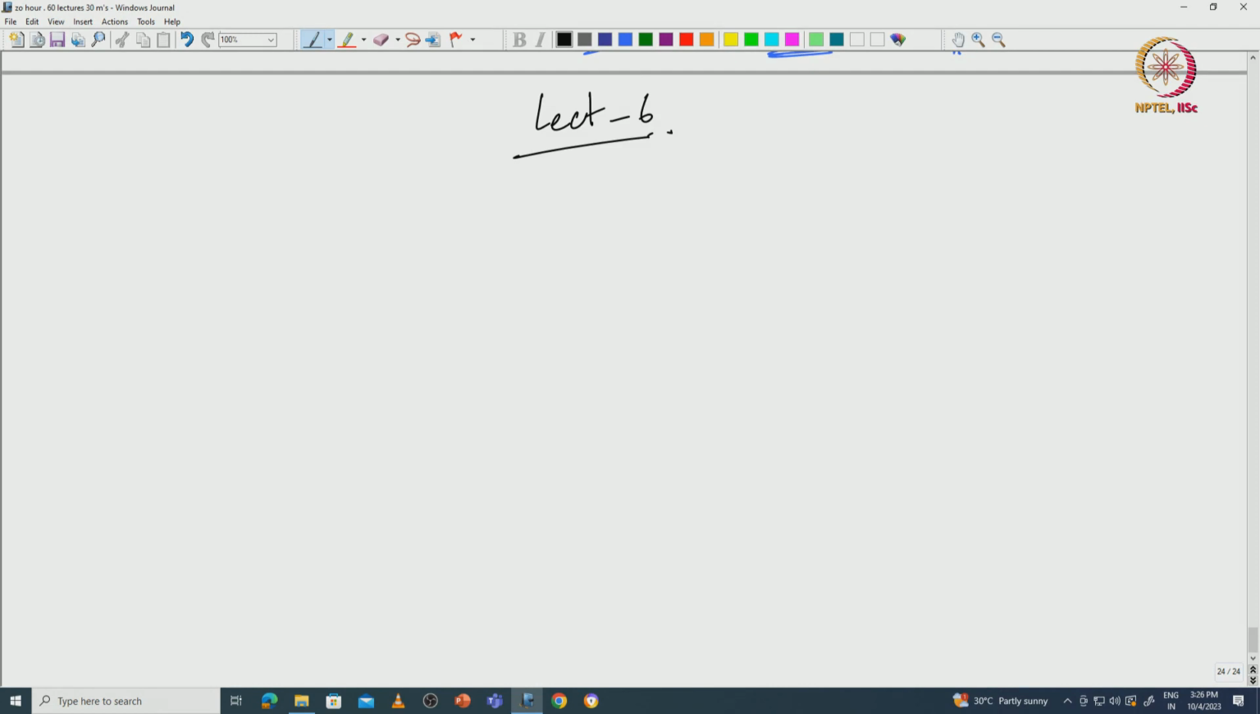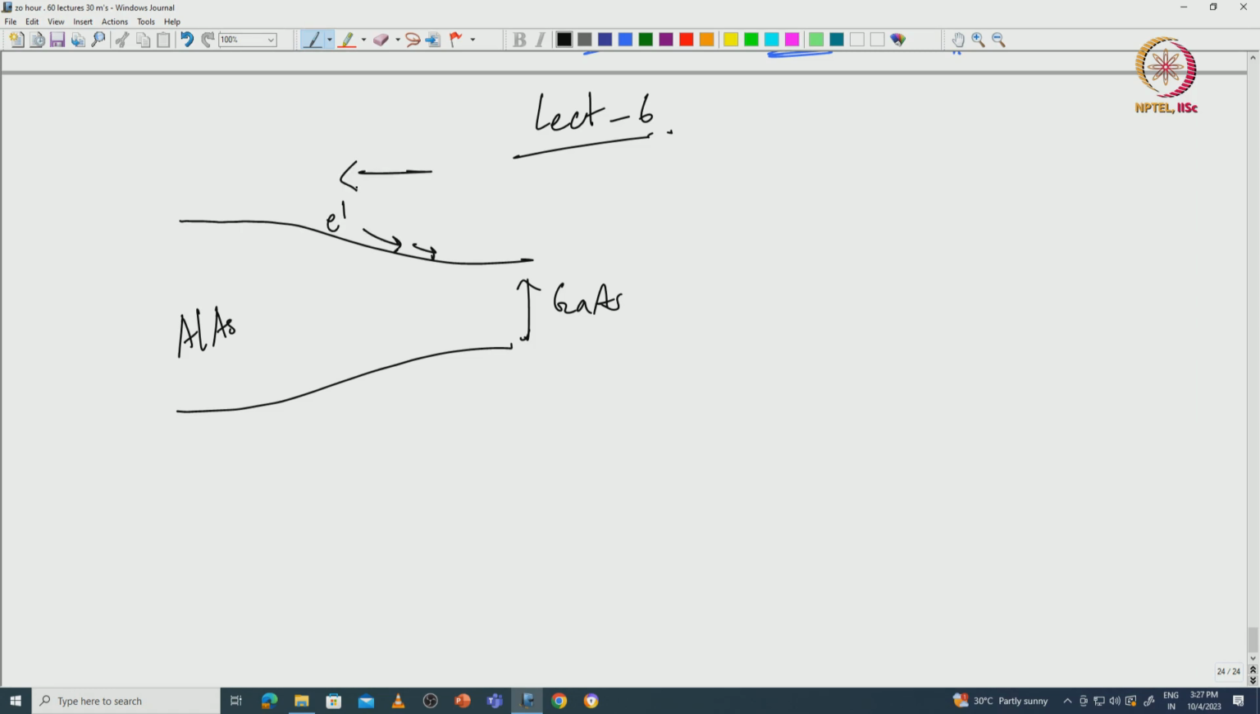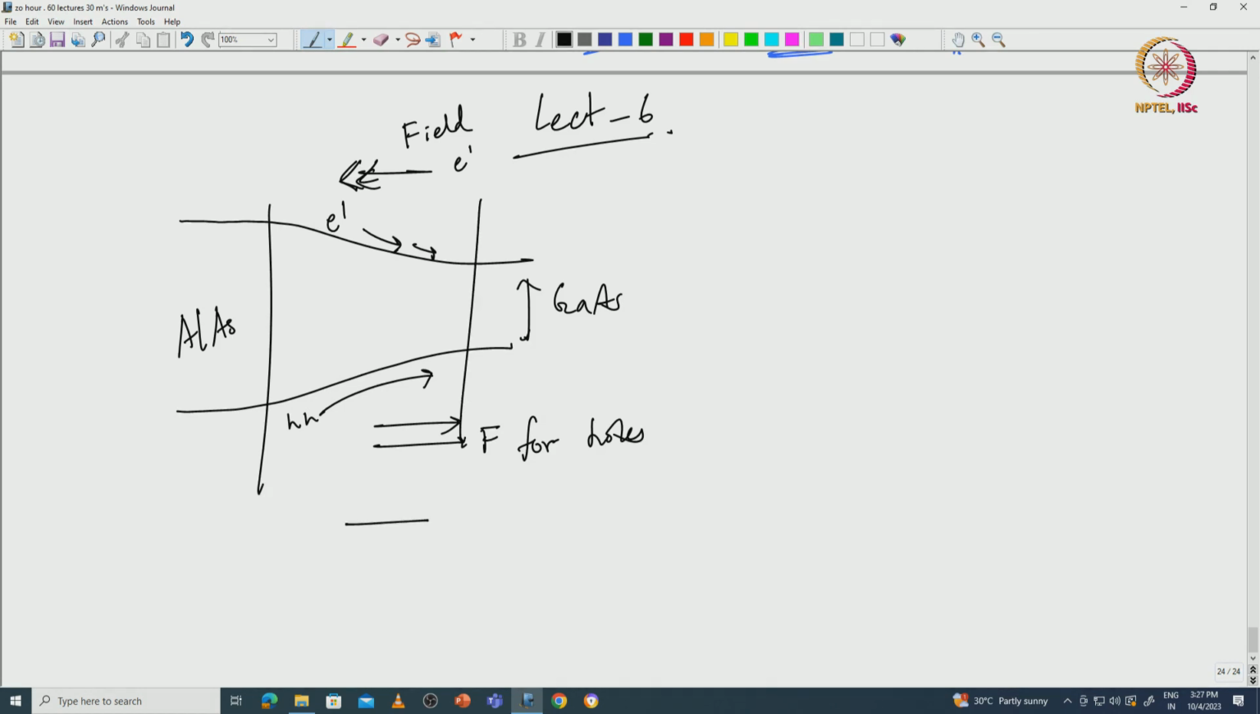So just to have a recap from last lecture, we talked about graded heterojunction, where the heterojunction can be graded like that. This is say gallium arsenide and this is suppose aluminum arsenide, and the band gap is graded gradually. So an electron which is here can roll downhill in this direction. So the field is in this direction. Okay, this is the field for electron. A hole which is here can roll downhill like that. Okay, so the field will be in this direction for holes. So you see in a graded heterojunction, the field for electron is in this direction. Okay, the field for holes is in this direction.